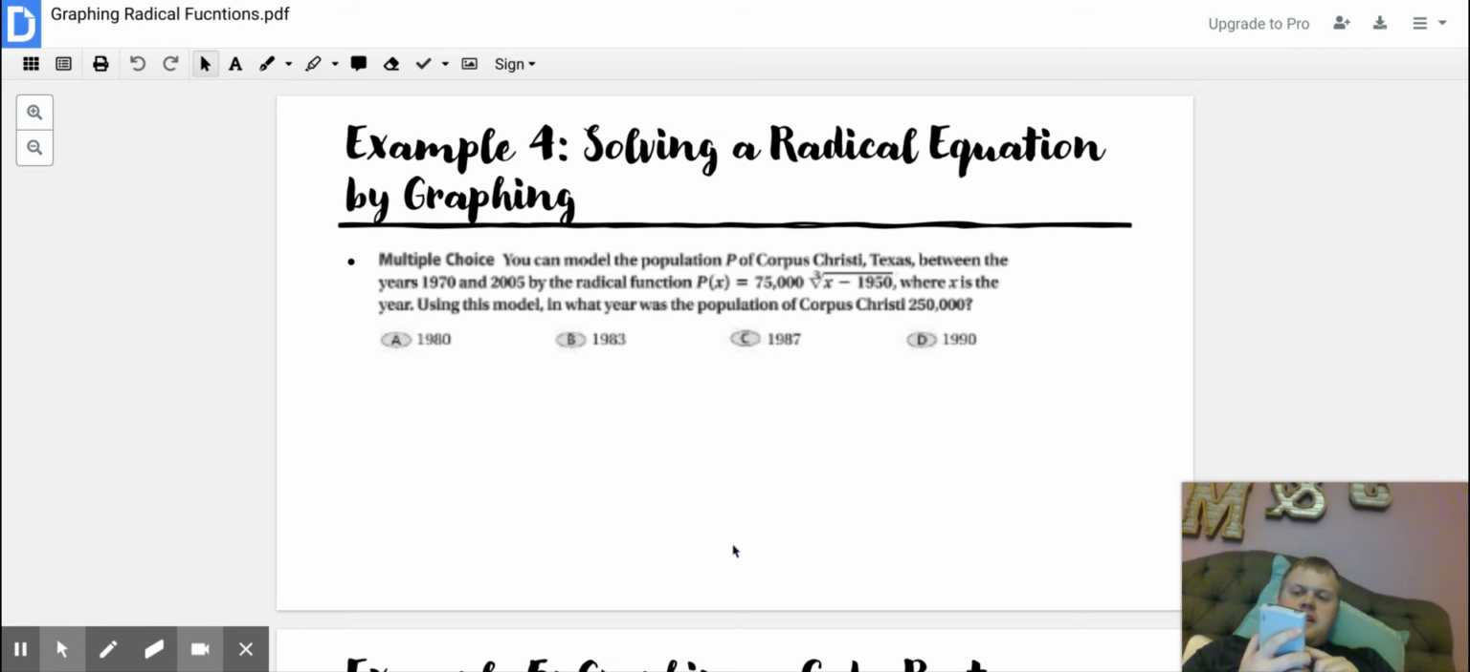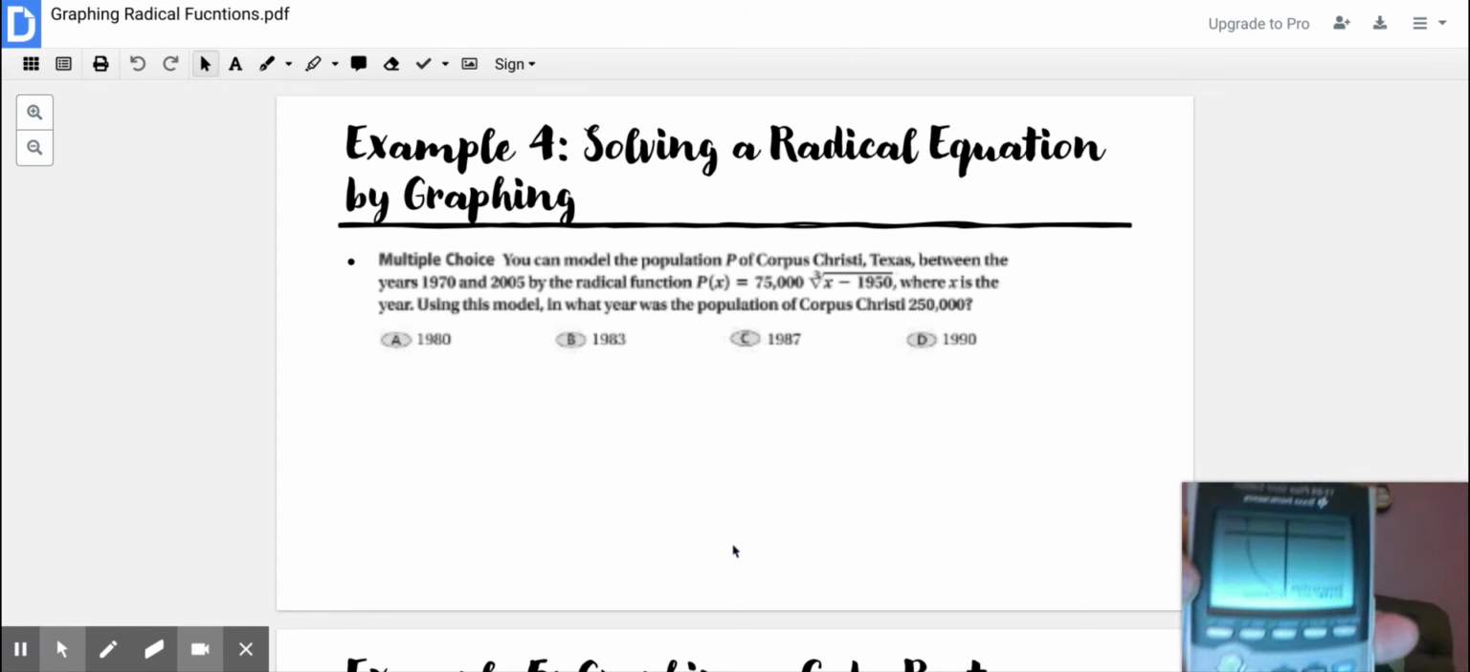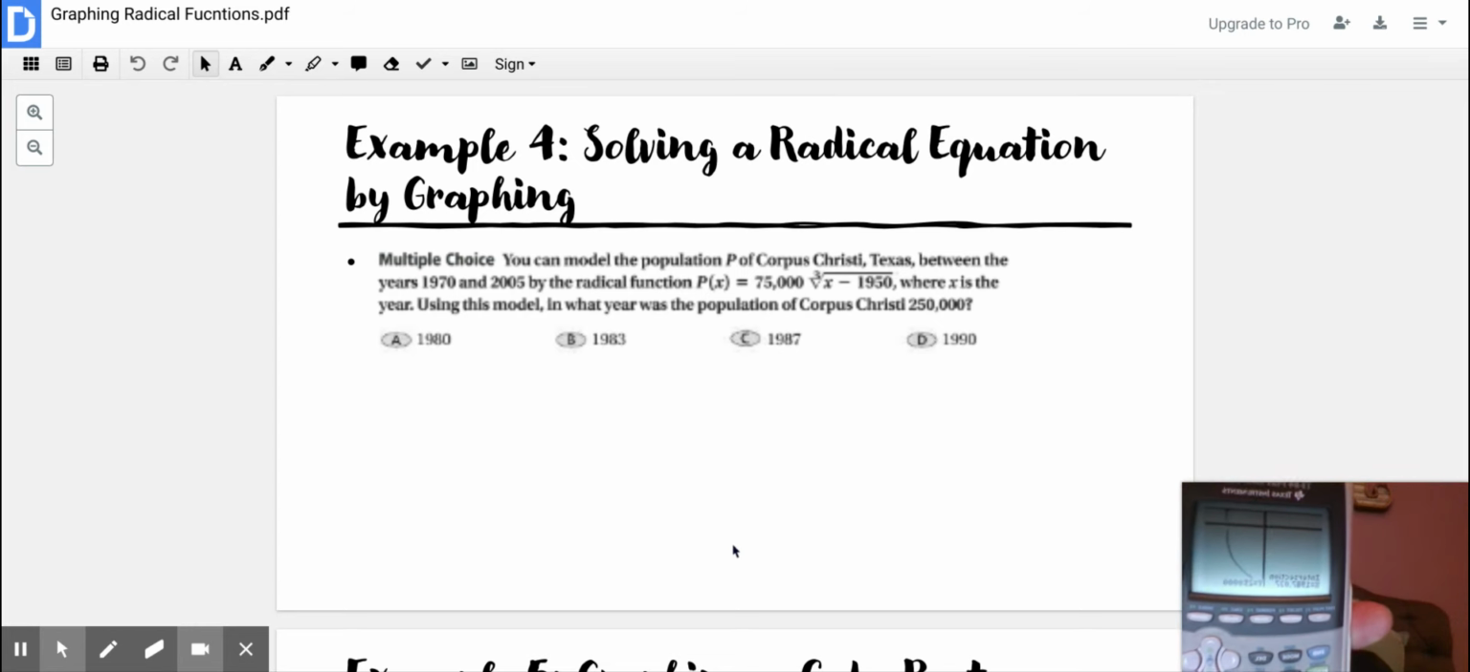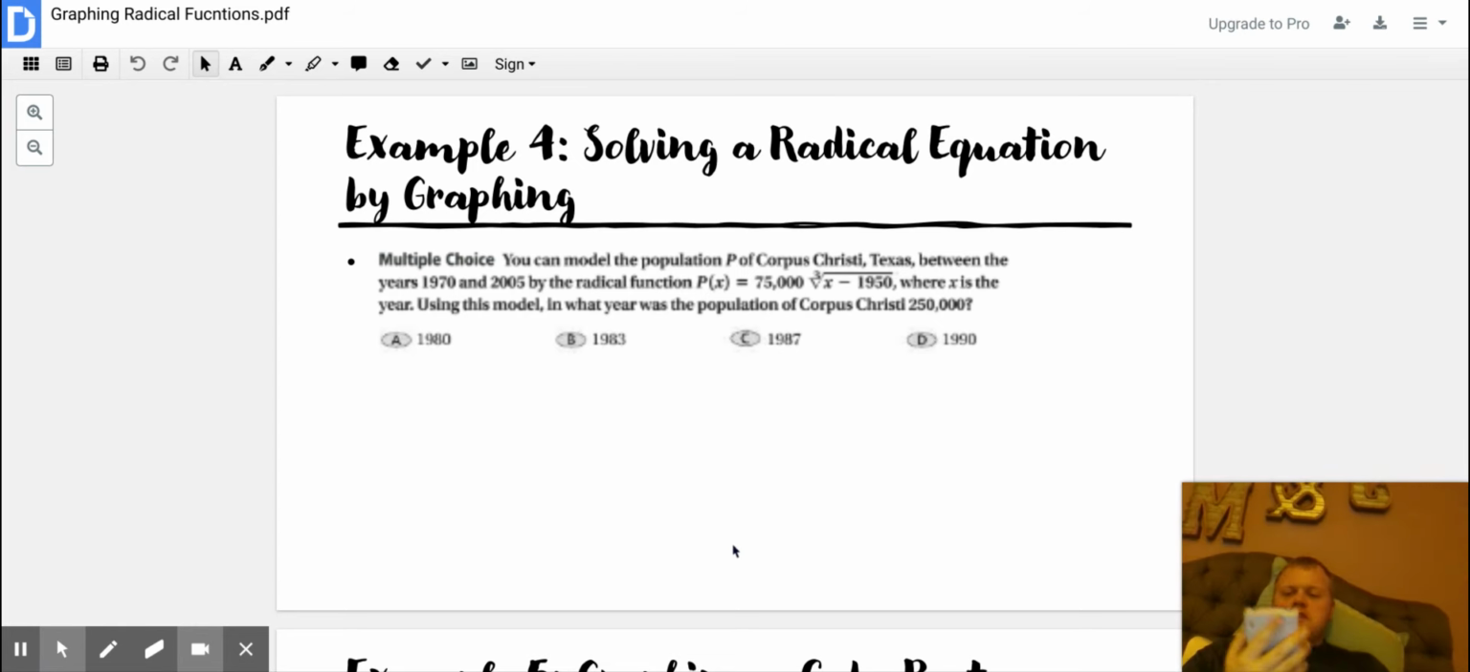All right. So again, I'm just arrowing over here until I see about where they intersect at. Okay. Once you find close to where their intersection is at, press enter. And then if you look at what the X is, that should be the year that you're looking for there. So when I look at the X, it says 1987, which if I look at my answers there, that is answer C.